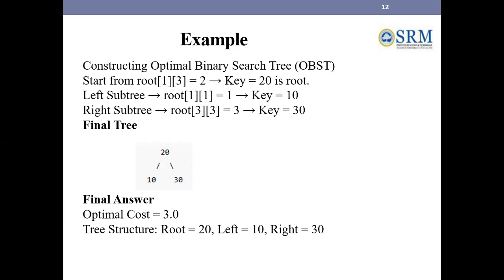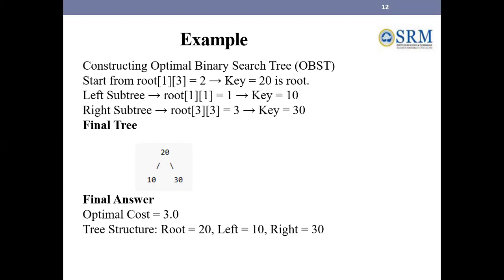So 20 is the root, which means 10 is by default the left child of the root node, because of the binary search tree property: the root is always greater than the left child. So among 10 and 20, 20 is the root node. By default, 10 will act as the left child of the root node 20.